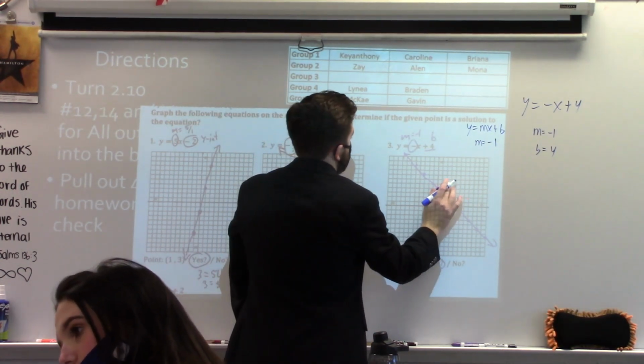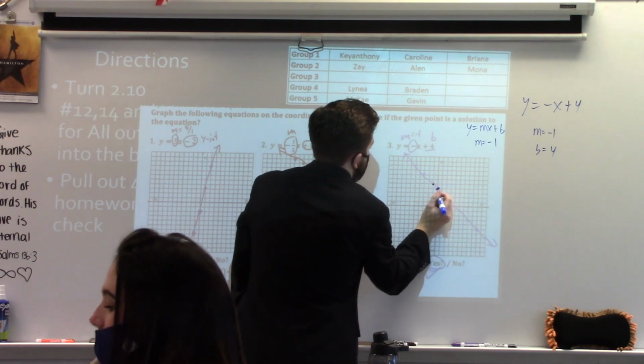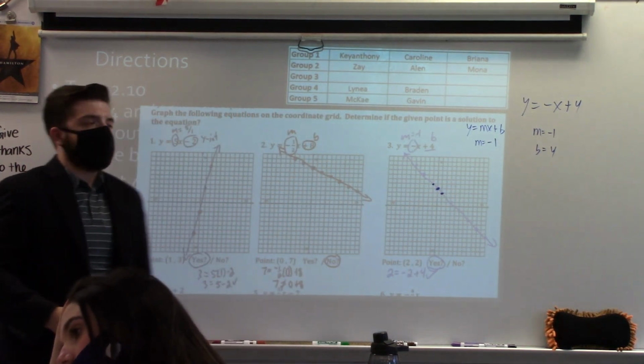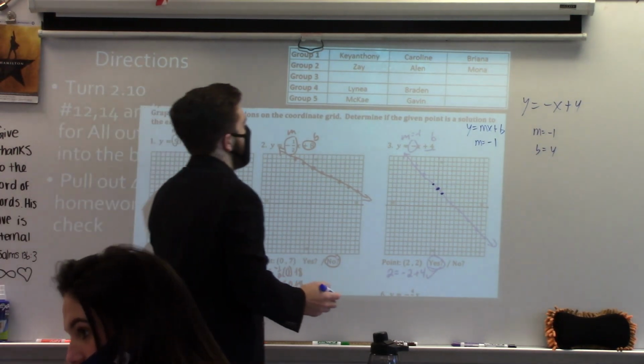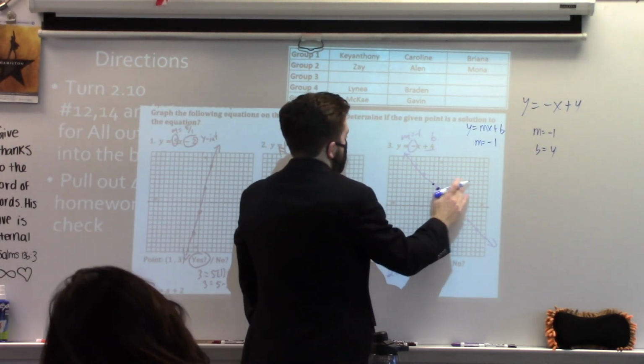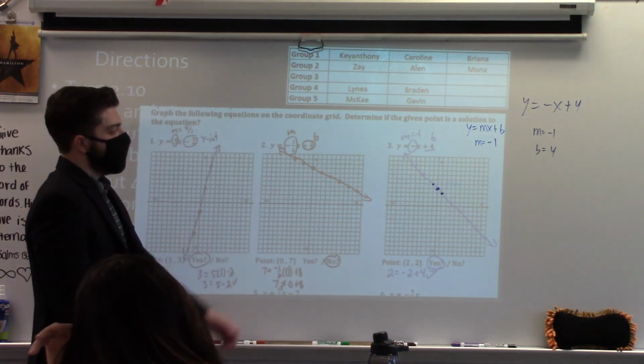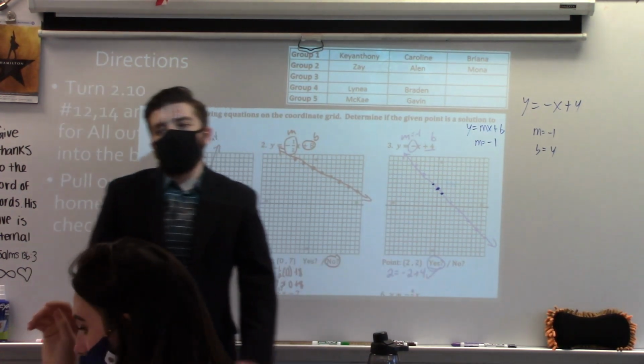So it needs to be negative, so either up 1, left 1, or down 1, right 1. We have to have the negative direction for one of those. It can either be your rise or your run, but it's got to be -1. Once you plot all those points, all you do is take a straight edge and draw a line through them.